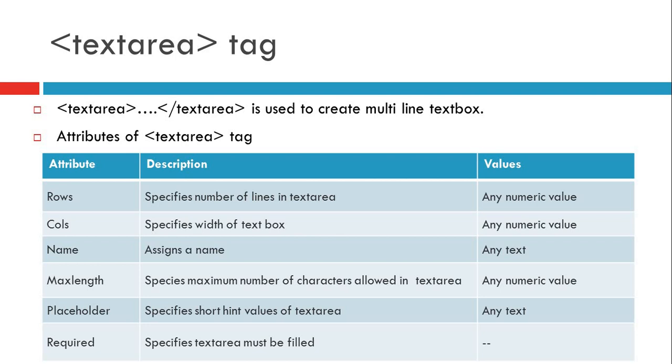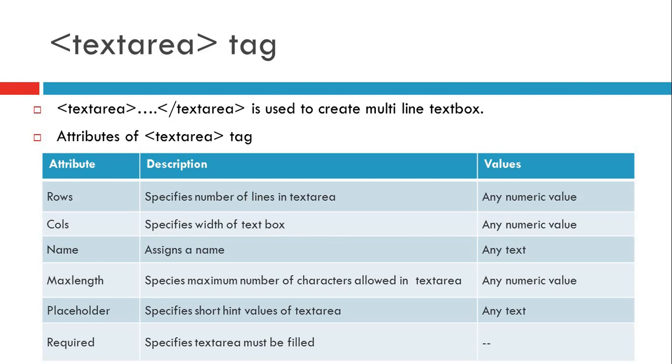The next attribute is name. Name attribute has value as any text. It is going to assign a name for the text box. Next one is maxlength. Maxlength attribute is going to specify maximum number of characters allowed. It can take any numeric number.